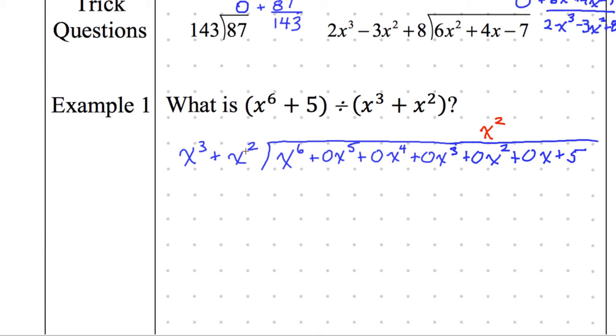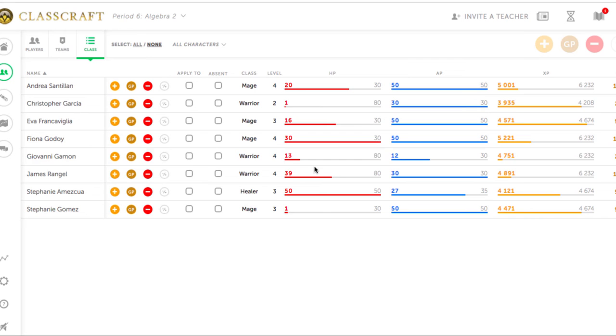Wait, I found my mistake. You found your mistake? What's your mistake? X cubed. It's x cubed. Okay, so now that we're multiplying x cubed by x cubed plus x squared, I'm going to get, Eva, can you do this for me? X to the 6 plus x to the 5th. There it is. Thank you, Eva.